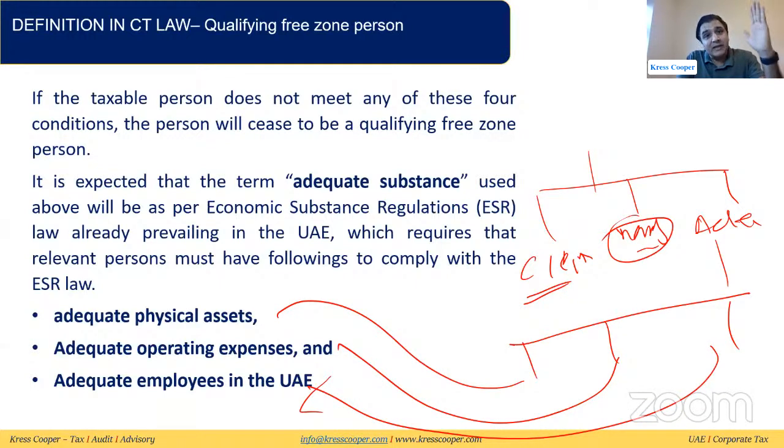Corporate tax law is silent about the adequate substance. Might be they will give something in the regulation, might be they will give clarity in the future. But for the time being, they are asking that the qualifying free zone person must have adequate substance in the UAE. I believe it will be considered like that. The person must have adequate physical assets, adequate operating expenses, adequate employees, management should be there, and core income generating activities should be there. If all these conditions are fulfilled, then it will be considered that the person has adequate substance in the UAE. But we need to wait for the regulations, and we need to seek clarity from the FTA on this as well.